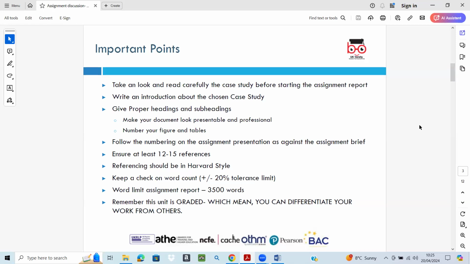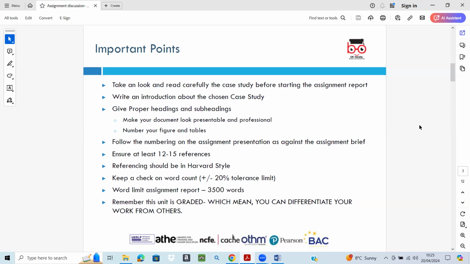Now, after reading, what's the next step in beginning our report or assignment? We will write an introduction that outlines what the case study is about and what the report will cover. The introduction sets the stage. It should provide background and state the purpose of our analysis.